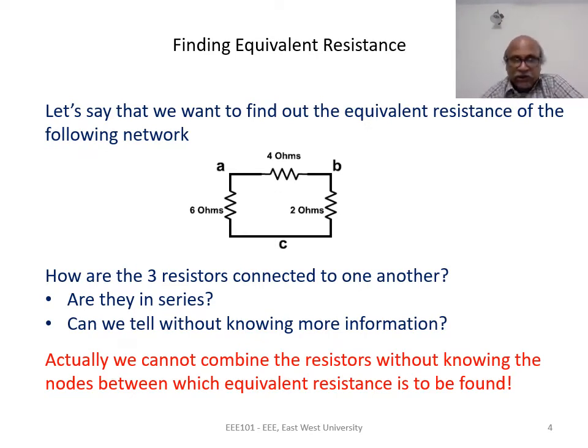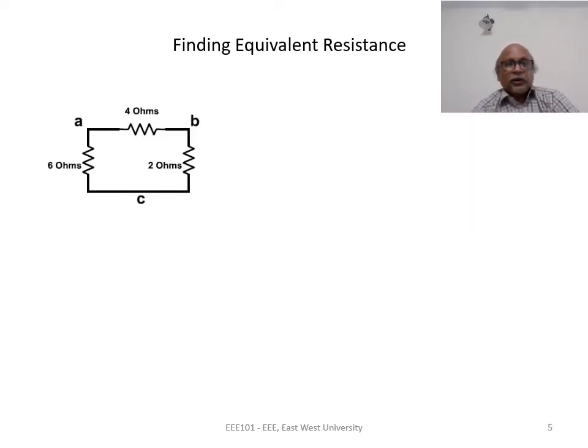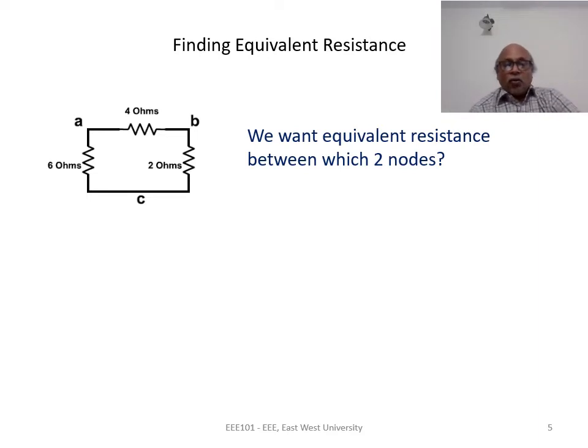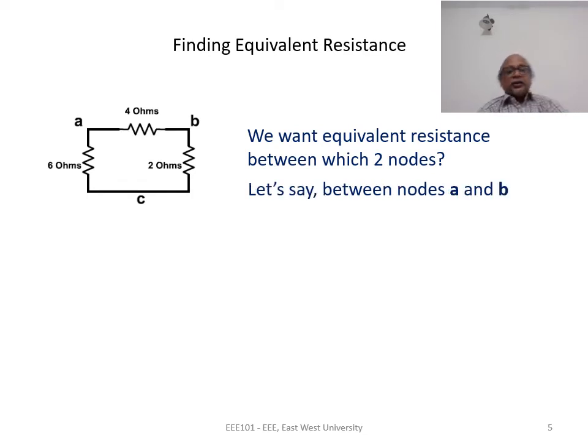But the situation is a little more subtle. We look at the next slide. Say we do not know between which two nodes we want to find the resistance. That is something that should be specified. We mentioned that our observation nodes are A and B.